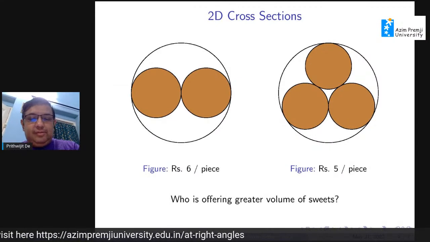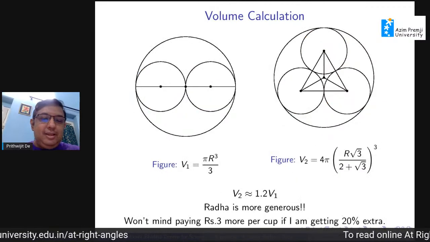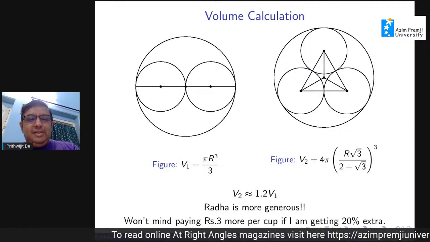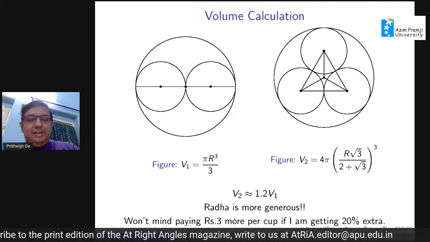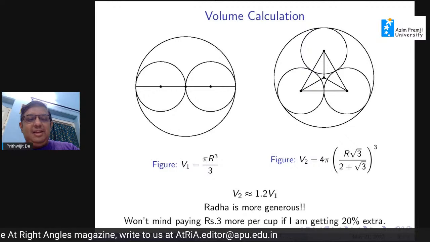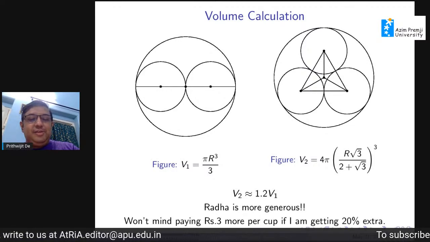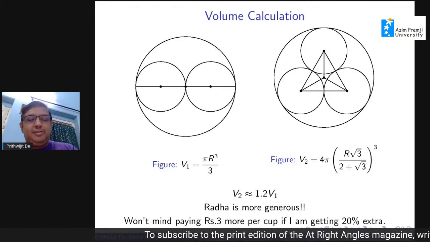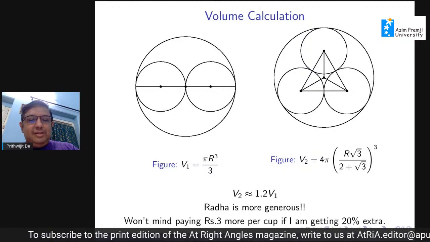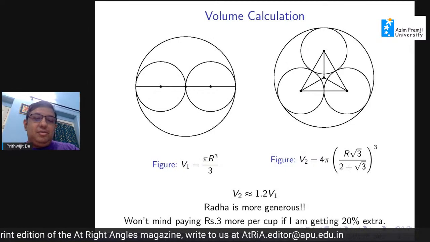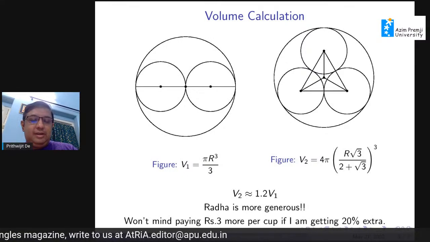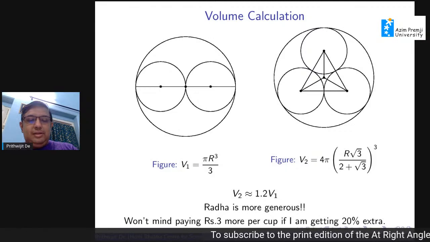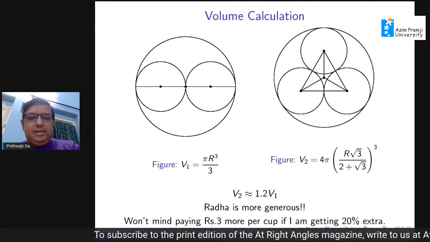Now, this is enough for me to calculate the volume, because as we'll see in the next slide, you can actually compute the radius of each sphere in both the figures. So in this case, it is very simple. You see, this is a larger circle and there are two smaller circles inside, and you can easily work out the radius of each sphere by the simple observation that these two diameters add up to the diameter of the larger circle. And then if you do the math very carefully, you will see that the total volume of sweets being offered by Krishna is πr³/3, where r is the radius of the larger circle, that is, the radius of the cylindrical container.